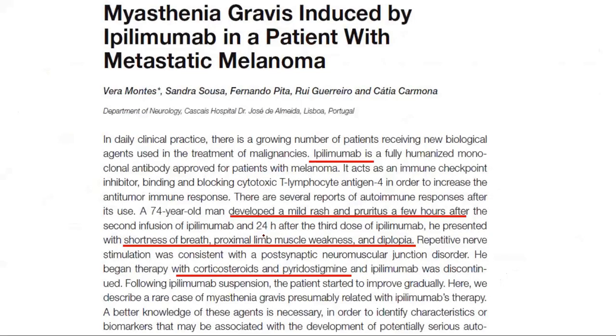Here is a case report from Portugal. A patient received ipilimumab and then got rash, pruritus, which is not uncommon. 30-some percent would develop skin problems. And then the patient developed shortness of breath and muscle weakness and diplopia. Diplopia meaning double vision. What is this? Well, he's got myasthenia gravis. People die from this because their respiratory muscles lose strength. They can't breathe and they will die.